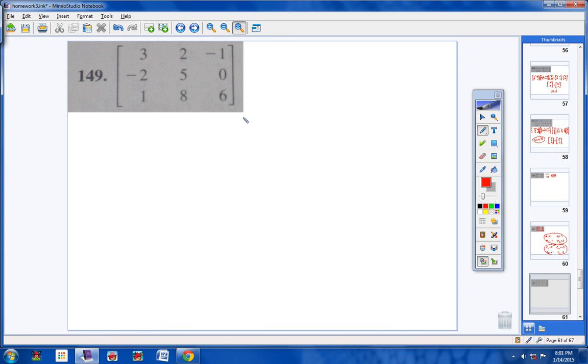Now, we're going to start off with minor 11. Okay, so this number here, cross this off, and you've got to find the determinant of this 2 by 2. Multiply up, that's 0. Multiply down, that's 30. Add those together, and you will get 30.